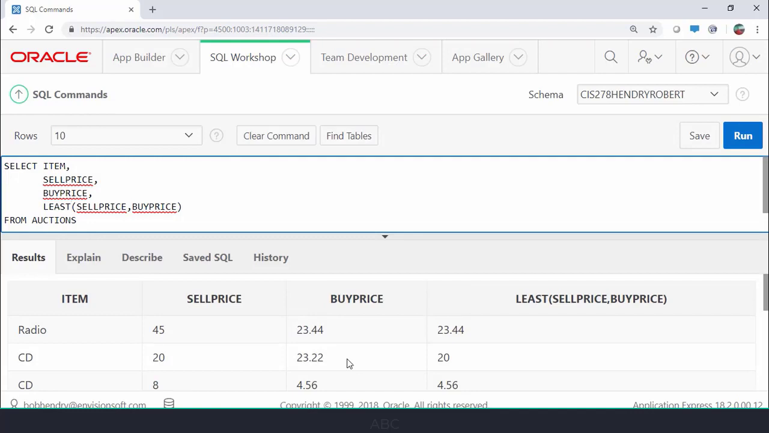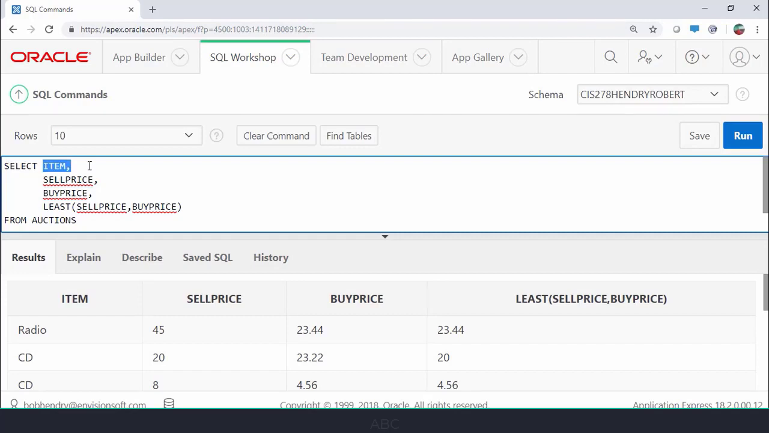Now, if I wanted to look at, for example, how about this? Let's look at the item that had the greatest selling price. Very simple. You could just do this. Again, the ask is just show me the item that had the greatest selling price.